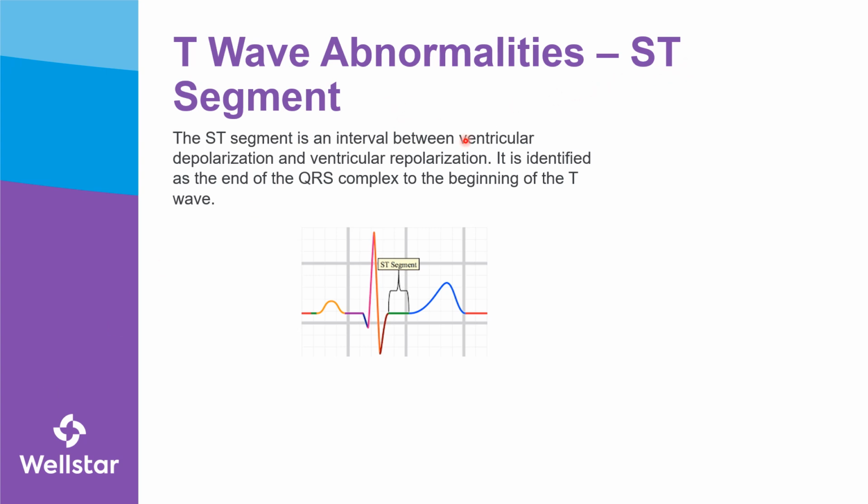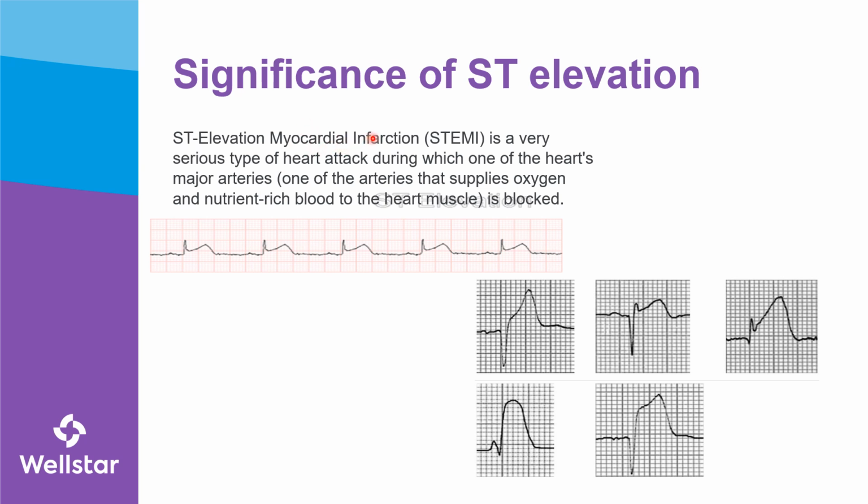T wave abnormalities. The ST segment is an interval between ventricular depolarization and ventricular repolarization. It is identified as the end of the QRS complex to the beginning of the T wave. Which brings us to ST elevation. ST elevation myocardial infarction, otherwise known as a STEMI, is a very serious type of heart attack during which one of the heart's major arteries, one of the arteries that supplies oxygen and nutrient-rich blood to the heart muscle, is blocked. So we can see here that the ST segment is elevated here, here, here, and here. They present on different leads in the ECG and can look different. But the takeaway is the ST segment is elevated.